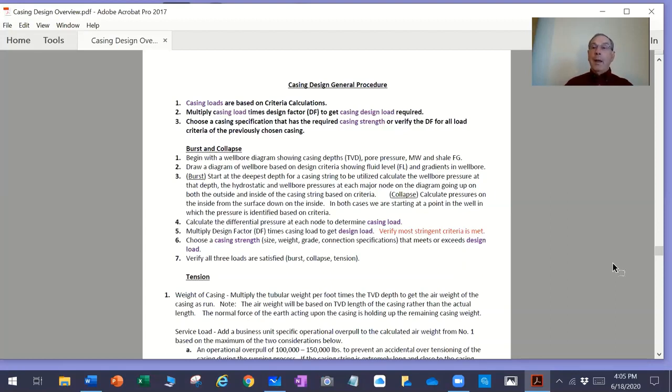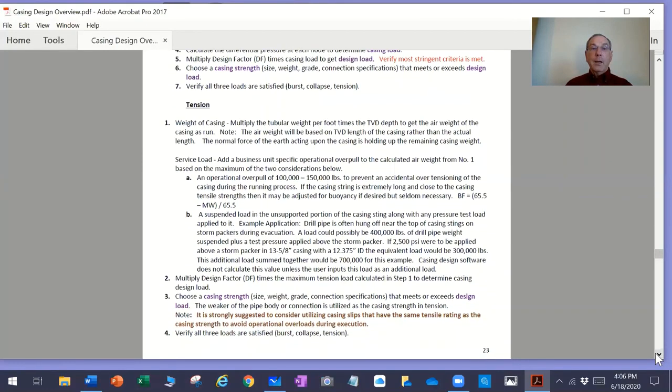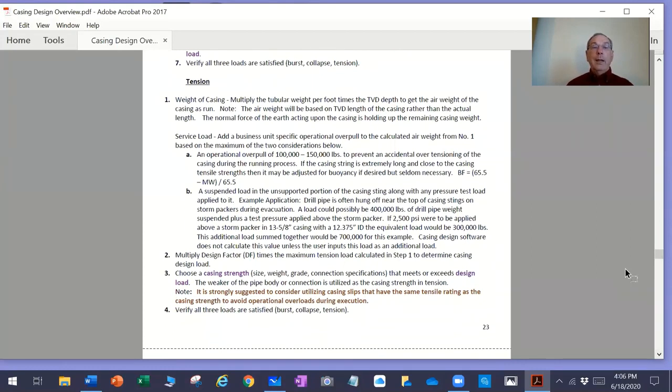So you may be doing burst first, and then once you've completed burst and have chosen the casing that is okay for burst, you've got to verify that it is satisfactory for collapse and tension as well. So whichever you do first, you have to still verify all 3 of them. And then for tension, it's the weight of the casing.